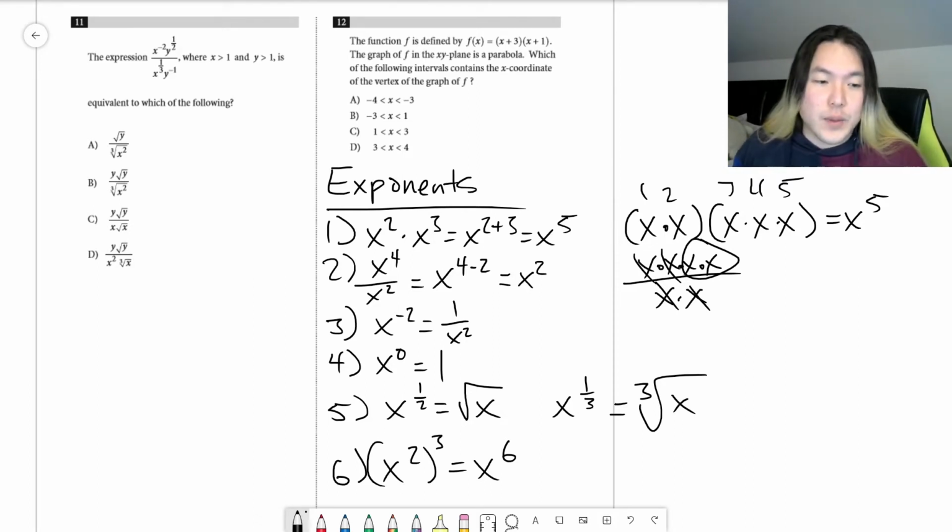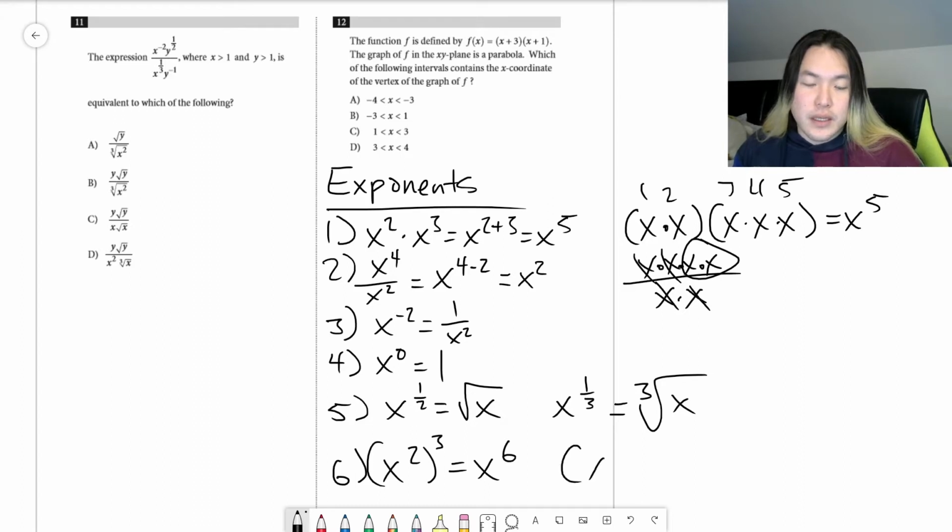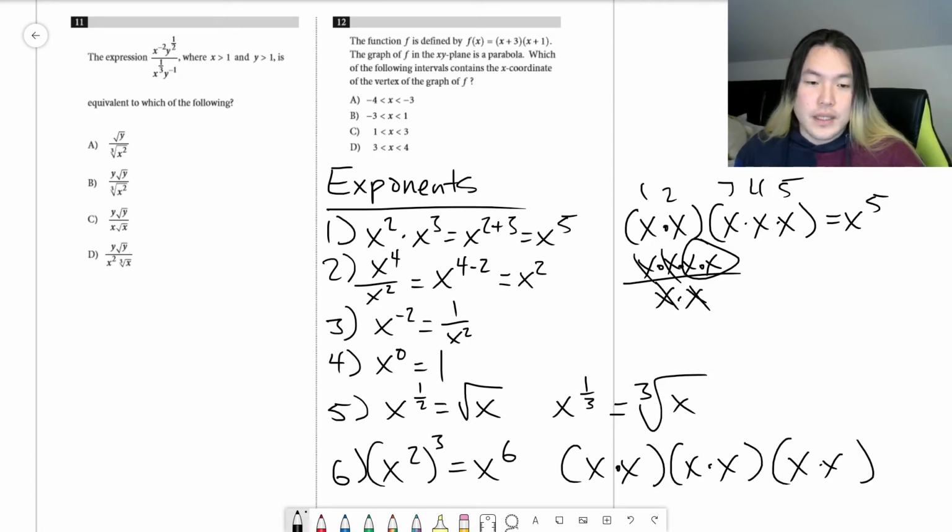And then last one, an exponent to an exponent. Here you multiply the numbers in the exponent. X squared to the 3rd is x to the 6th, because 2 times 3 is 6. And this one also makes sense. So x squared to the 3rd, so that's the same as x squared 3 times, right? That's 1, 2, 3, 4, 5, 6 to get x to the 6th.